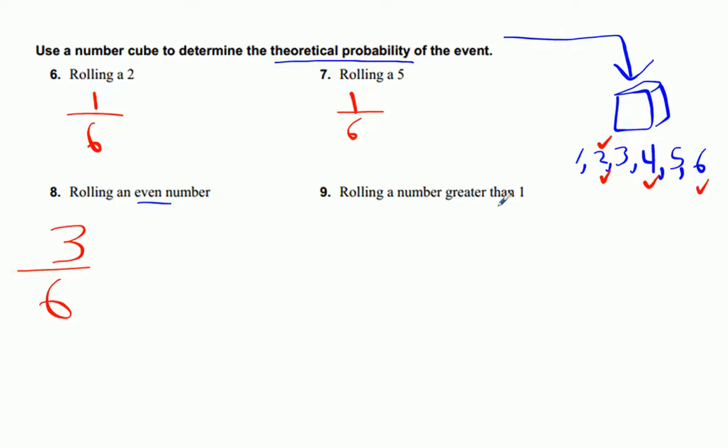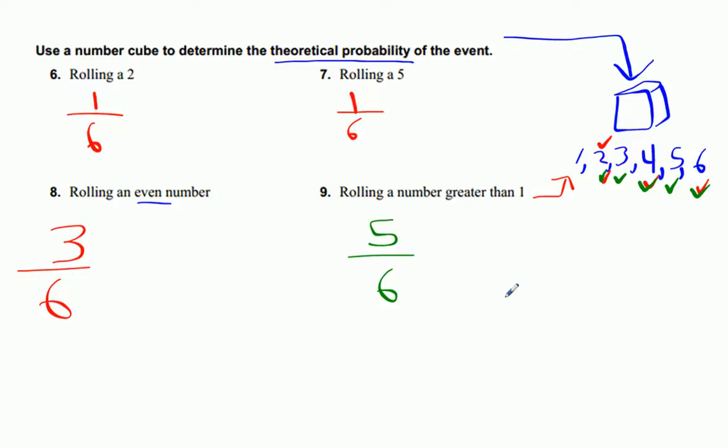And finally, rolling a number greater than 1. That's more of the reason why I wanted to write this. How many of these numbers are greater than 1? I like to look at them and even make little check marks on it. Greater than 1. So 1 is not greater than 1. It's equal. But 2 is, 3 is, 4 is, 5 is, 6 is. These are all greater than 1. So there are 5 numbers out of 6 that are greater than 1.